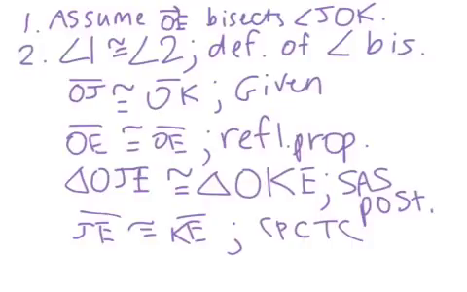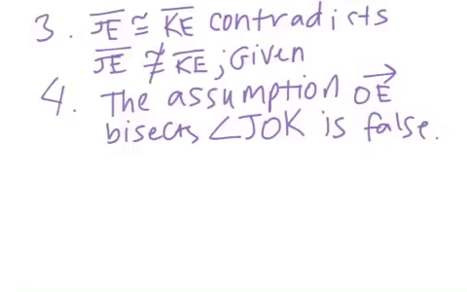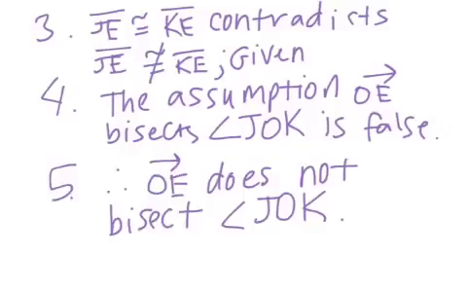We have just found our contradiction. And once we have this contradiction, now we know that the assumption that we made is false. And once we know the assumption is false, we easily get into step 5. Therefore, ray OE does not bisect angle JOK.